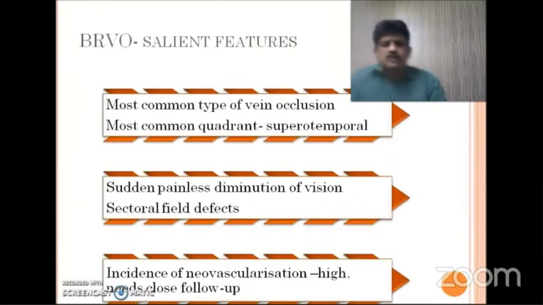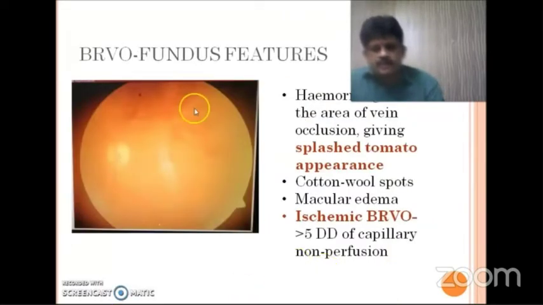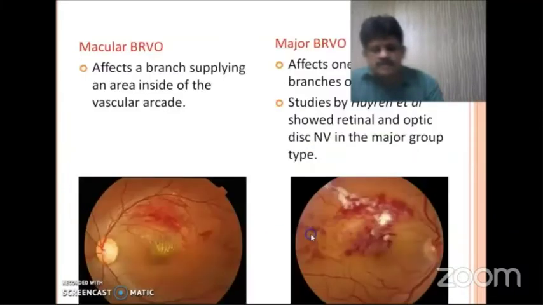Coming to BRVO, the most common type of vein occlusion. The common quadrant involved is supratemporal, with sudden painless dimness of vision in the sector corresponding to the sector of occlusion. This is a picture showing supratemporal vein occlusion with multiple hemorrhages beyond the site of occlusion, giving a splashed tomato appearance. Ischemic BRVO is considered when CNP on FFA is more than 5 disc areas.